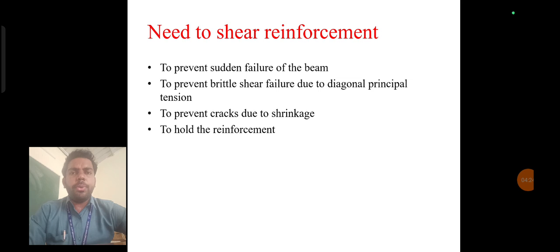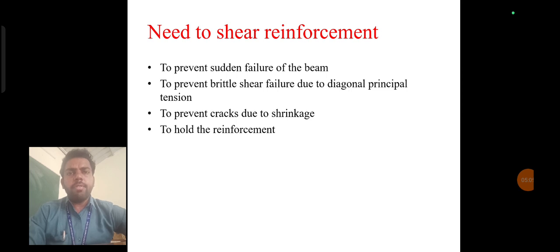What is the need to provide shear reinforcement? Here, the shear reinforcement is provided to prevent sudden failures of the beam, that is, to minimize unwanted or unwarned failures. Next, to prevent brittle shear failures due to diagonal principal tension, and to prevent cracks due to shrinkage. Shrinkage cracks generally occur in these types of reinforced concrete elements or structures.